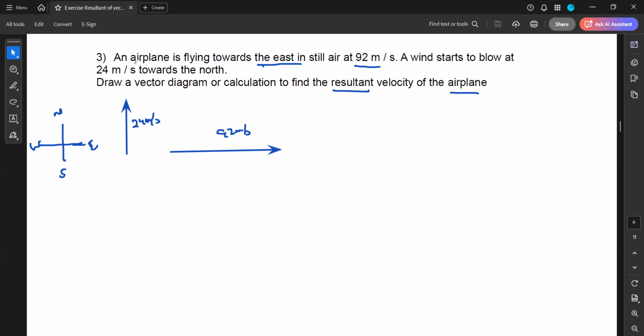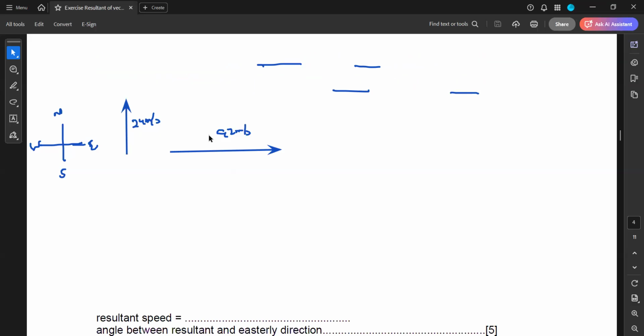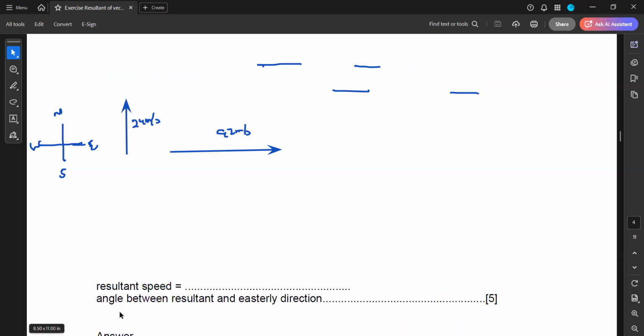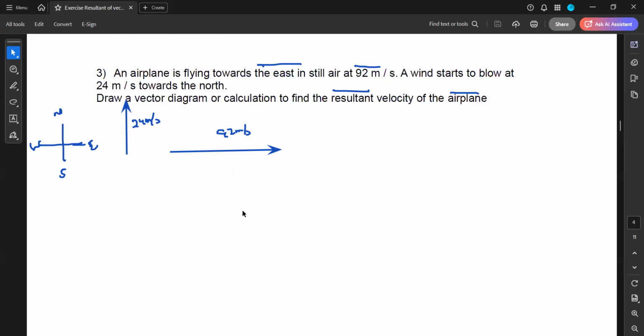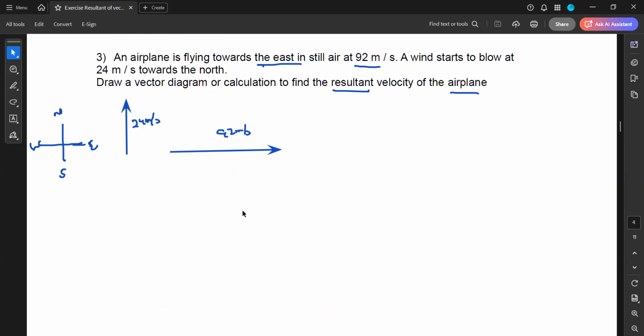But sometimes in the main question, they don't give us the relative direction, but they mention it, like here, at the end of the question it's written: angle between the resultant and easterly direction. We need a resultant speed and the angle between the resultant and the easterly direction, so which vector do we have to draw first? 92 meters per second, towards east, first.